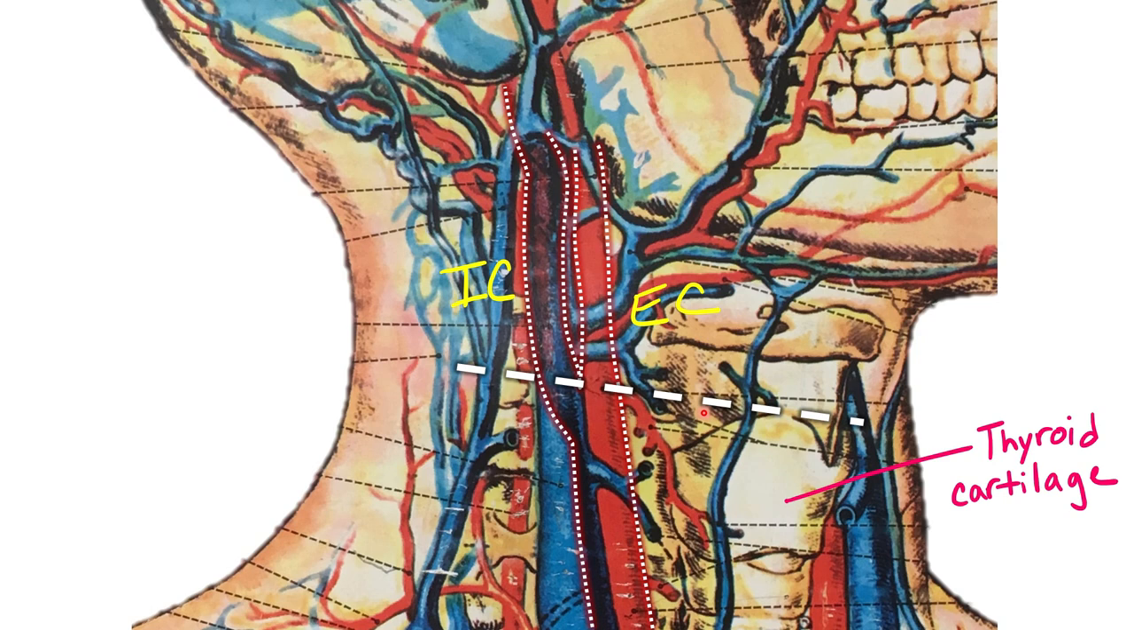So if you want to confirm which blood vessel you're looking at, first of all, find the thyroid cartilage. Are you inferior to that? Then you're probably looking at the common carotid. If you are superior to that, look to see, is the blood vessel going to the external part of the skull, or is it going to the internal? And in this case, if it's internal, we're not even going to be able to see it from this perspective.